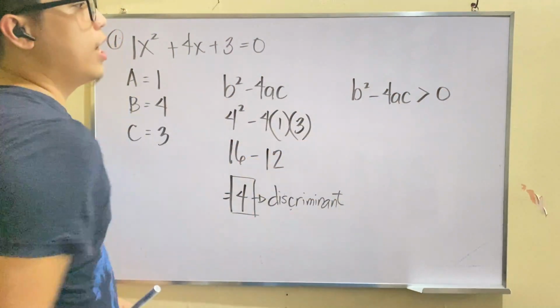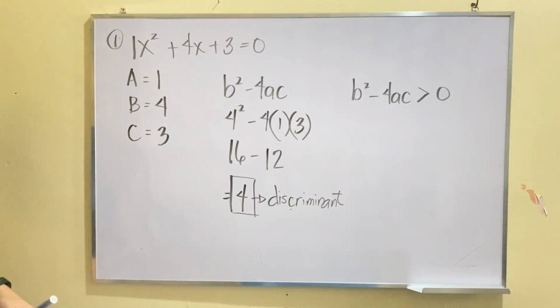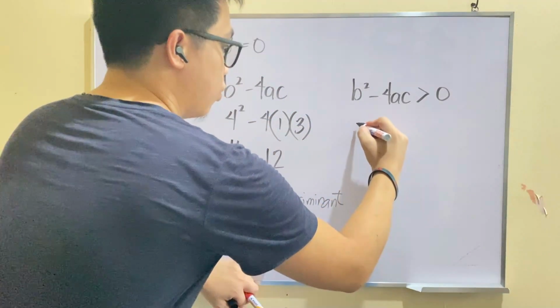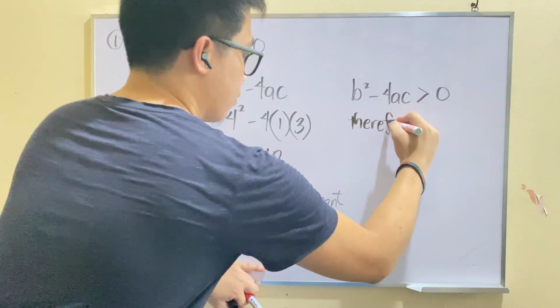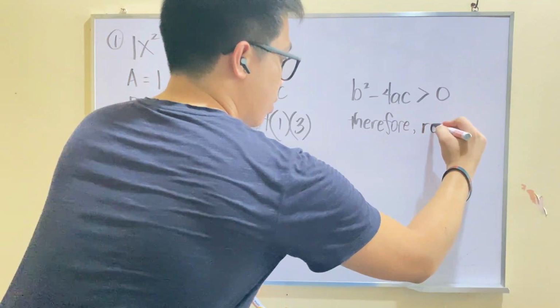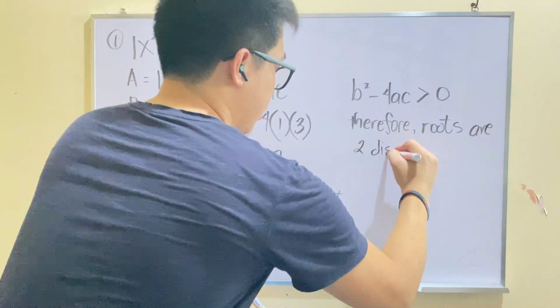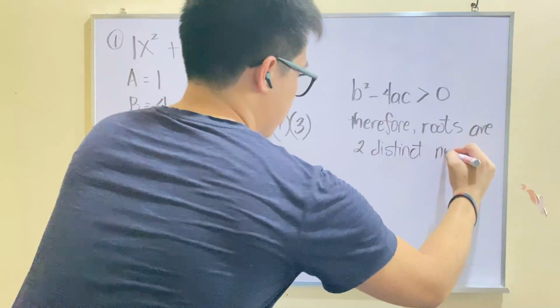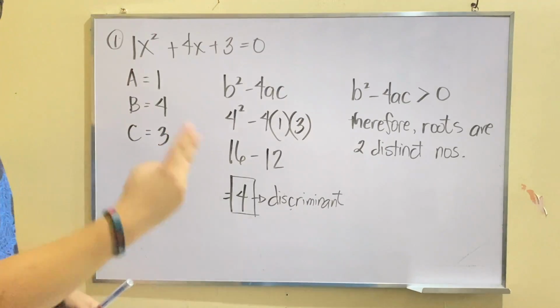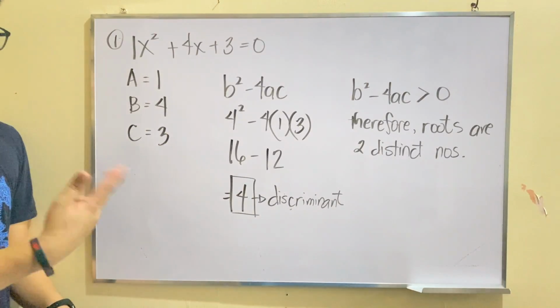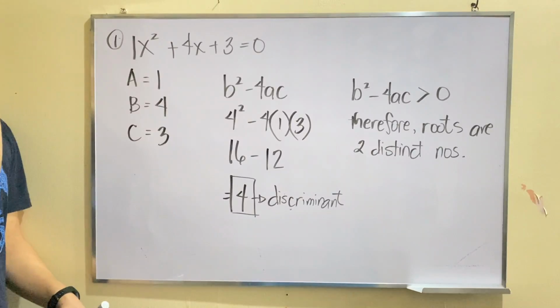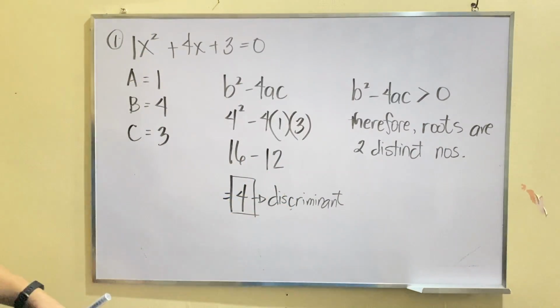If greater than 0 ang ating discriminant, ano ang characteristics ng kanyang roots? So, therefore, roots are 2 distinct numbers. So, dalawang magkaibang number ang makukuha nating roots sa given equation na ito. So, paano natin mapapatunayan kung dalawang distinct roots nga? Of course, hahanapin natin ang roots ng given quadratic equation.